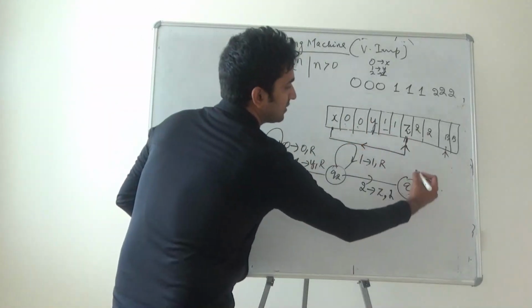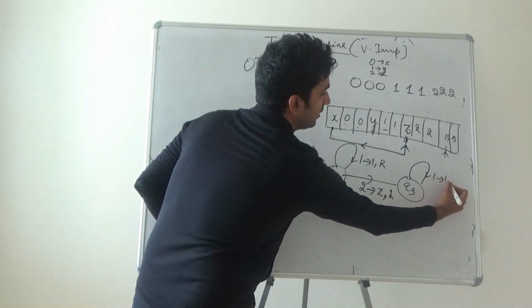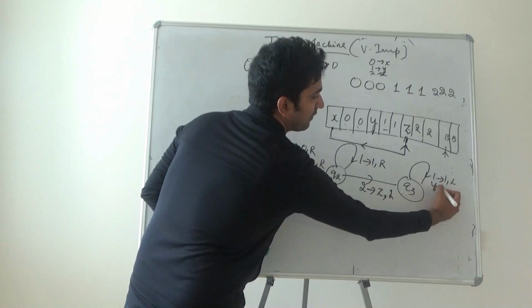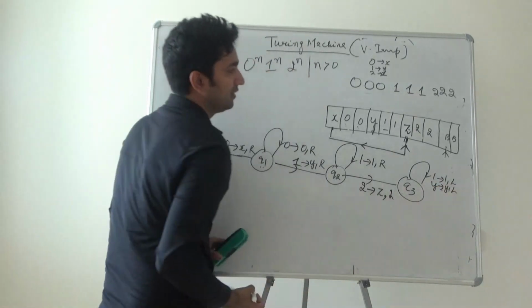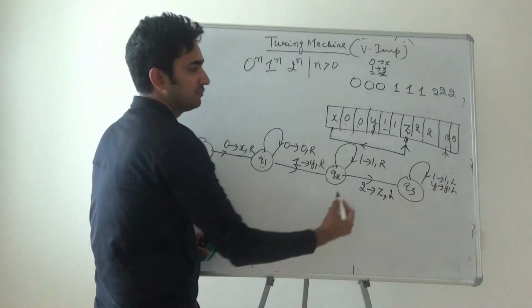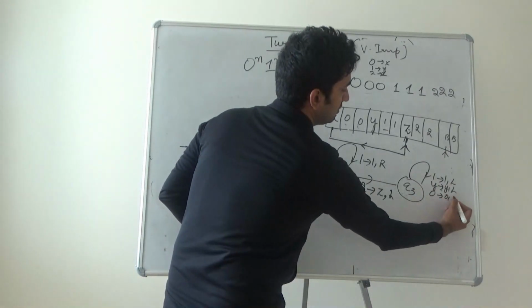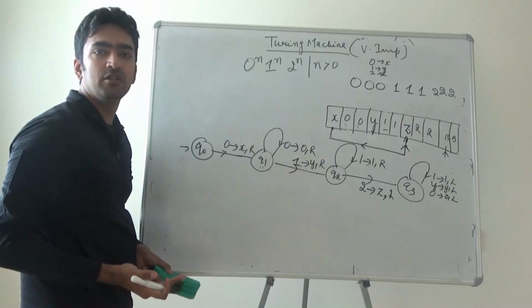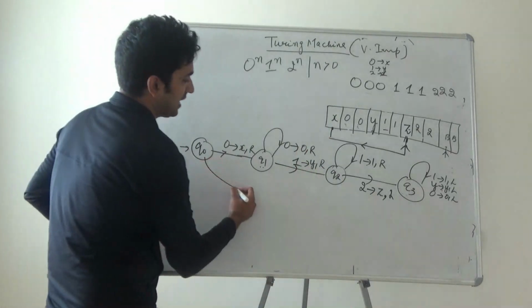I am encountering 1s, so I am writing 1 1 L, right? I am encountering y also, so I am writing y y L. I am encountering 0s also, so I am writing 0 0 L. So have I reached this x? Absolutely, I have reached this x.